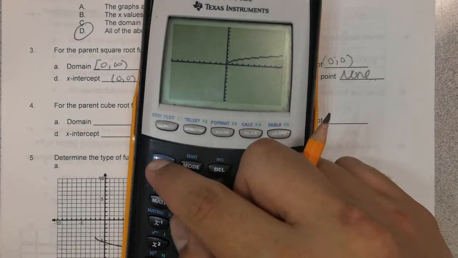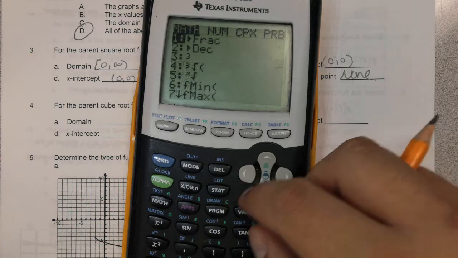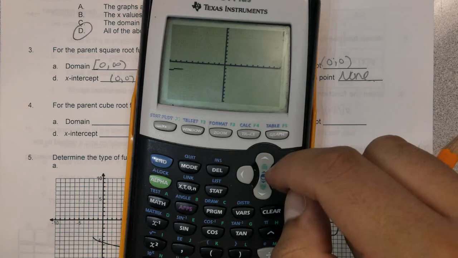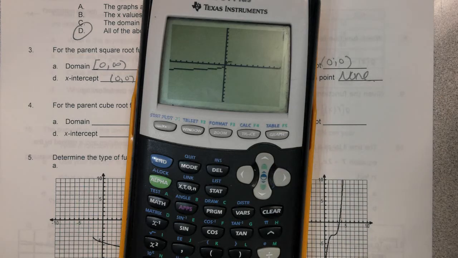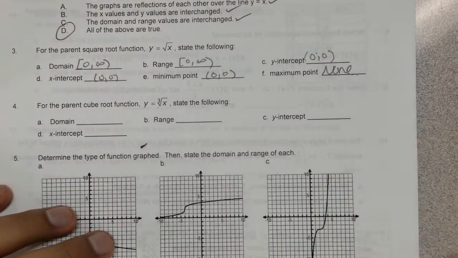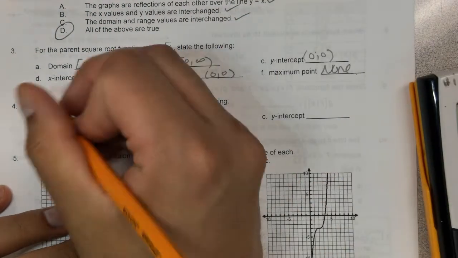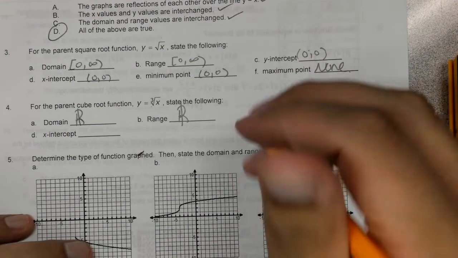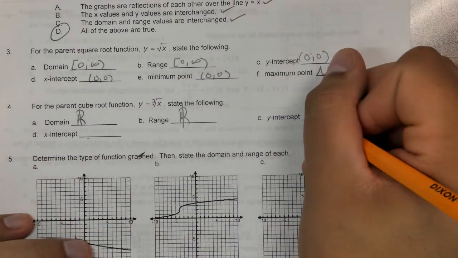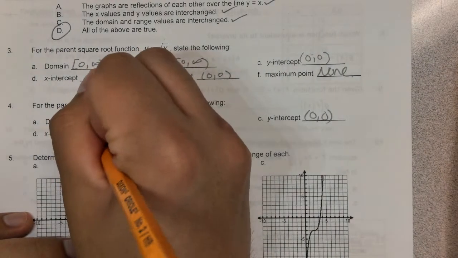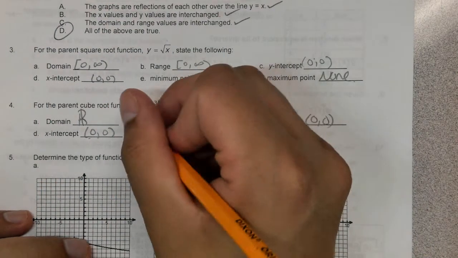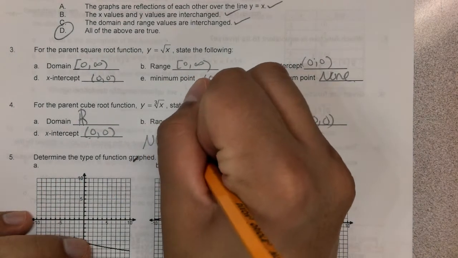For the cube root one, again, Math 4, x. Domain and range for cube root is always all real numbers, or negative infinity to infinity. The y-intercept is at (0, 0). Same with the x-intercept. We can see it right there. And again, no max or min point.